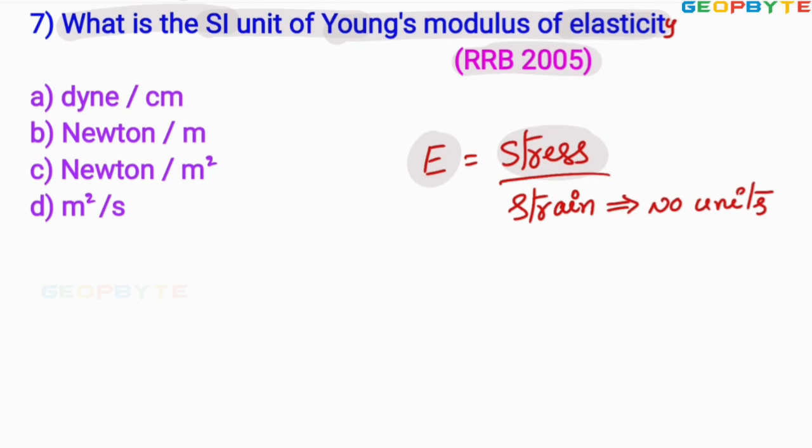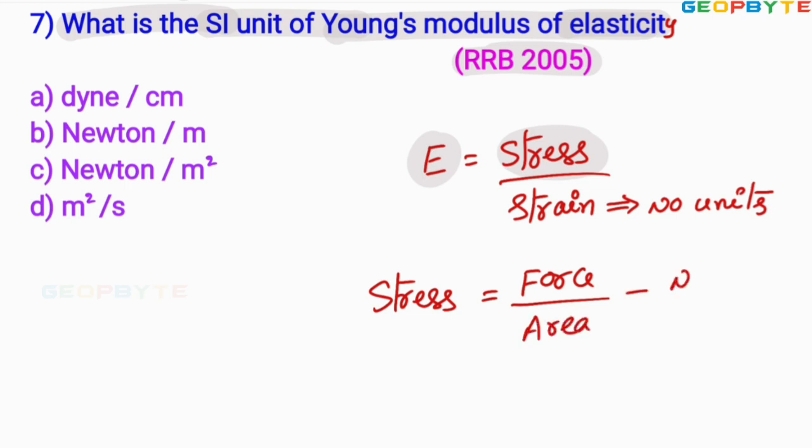The stress is equal to what? Stress is equal to force per unit area. Generally force is measured in newtons, area is in meter square. Newton per meter square is the unit of stress. Since Newton per meter square is the unit of stress, stress unit and Young's modulus unit both are identical. Therefore, Young's modulus is in Newton per meter square. Option C is absolutely correct.